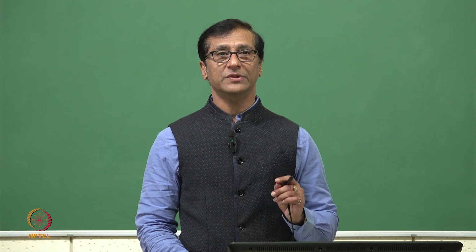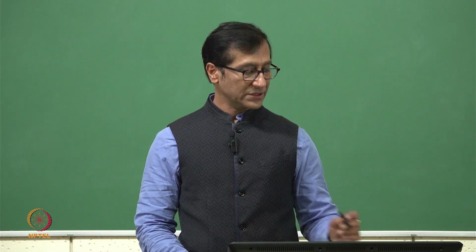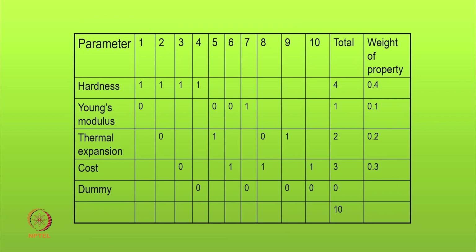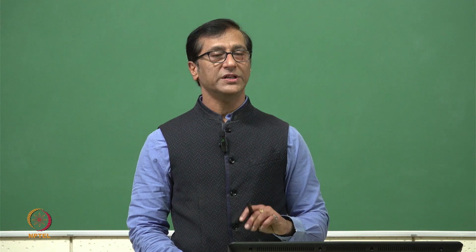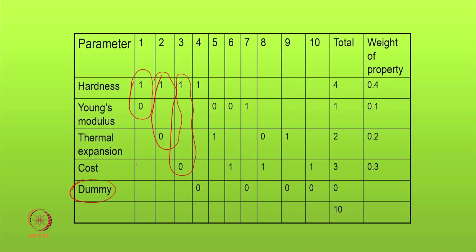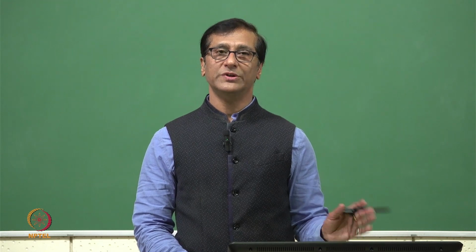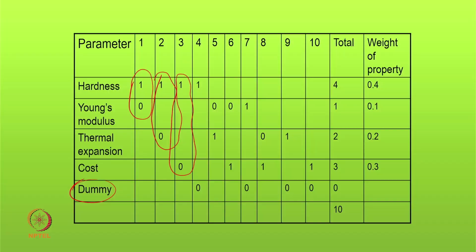So we have the 4 properties, in this case hardness, Young's modulus, thermal expansion, and cost. When we compare, first we compare hardness versus Young's modulus. Second, hardness versus thermal expansion. Third, hardness versus cost. And fourth, because we don't want any property to be removed from the analysis, we bring in a dummy variable. Dummy will always get a 0, so it will not be utilized. But if I don't include it, one of the properties may get a 0 value, which is not good practice. So that's why we are providing a dummy here.